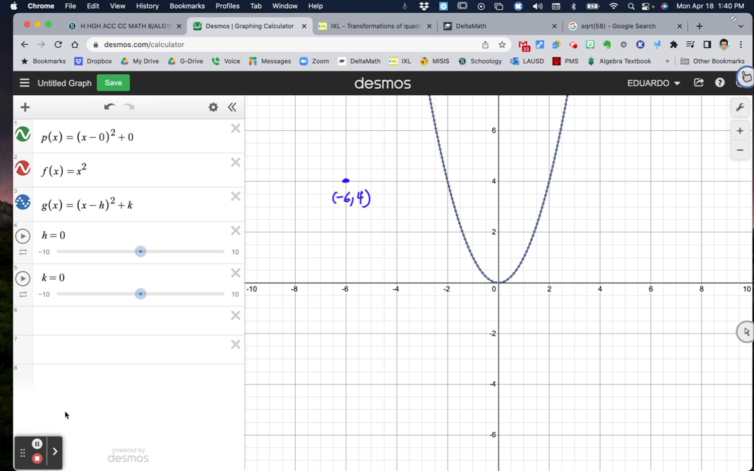I'll pause this for right now. So if you're playing at home, do the same thing. I got the sliders where I want. How do I write it for p of x?